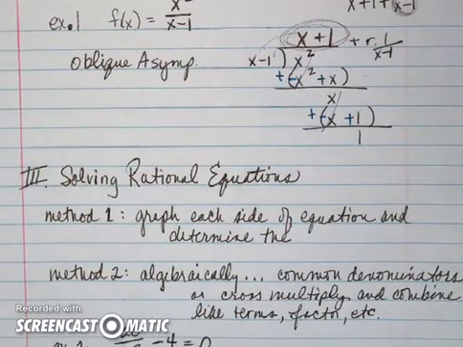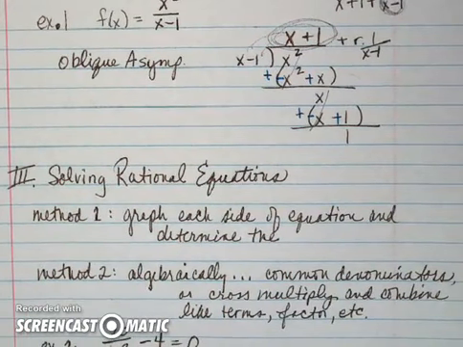Back to part 2, and we are now going to talk about solving rational equations instead of just analyzing them and looking at their asymptotes and the zeros and where they're increasing and decreasing. We're now going to actually get solutions. There are 2 methods to do this.